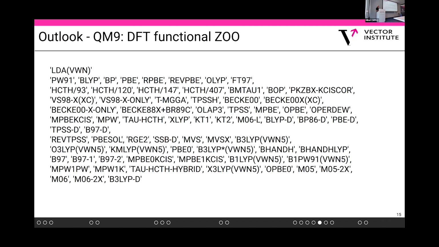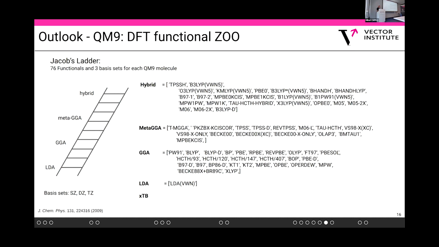And now, in multi-level learning, you need a hierarchy, and in DFT, the best guess is Jacob's ladder. So I asked ChatGPT and Google Bard to group them according to Jacob's ladder, and it was just a disaster. So best case, maybe all of them were right. So I looked it up here, and then I distributed them according to Jacob's ladder. So use local density approximation, GGA, meta-GGA, hybrids.